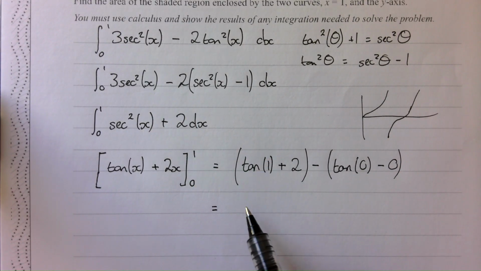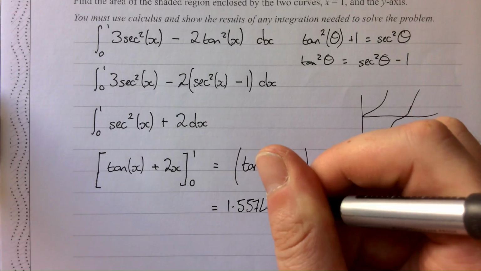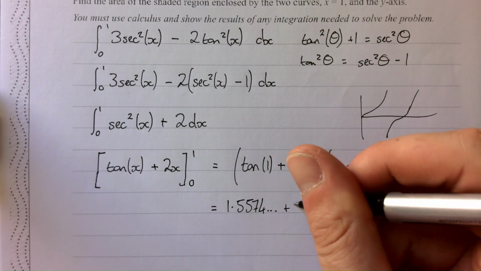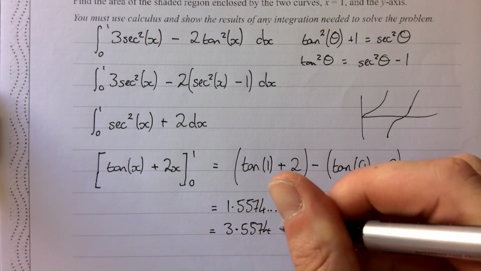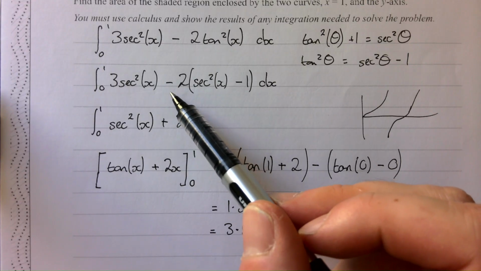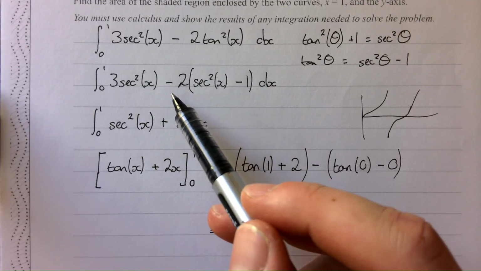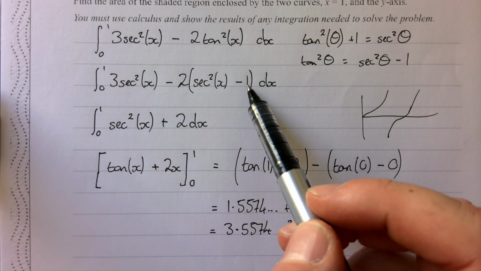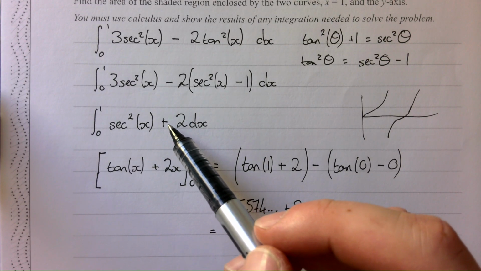Therefore, when I put through my answer, I have tan of 1, which is 1.5574, plus 2 is equal to 3.5574 units squared. Okay. Now that's a really important point to make. Being really careful with all these integrations and these negative symbols flying around. And obviously, if you do have a minus multiplied by minus, it always makes a positive product. So just be super, super careful with that.